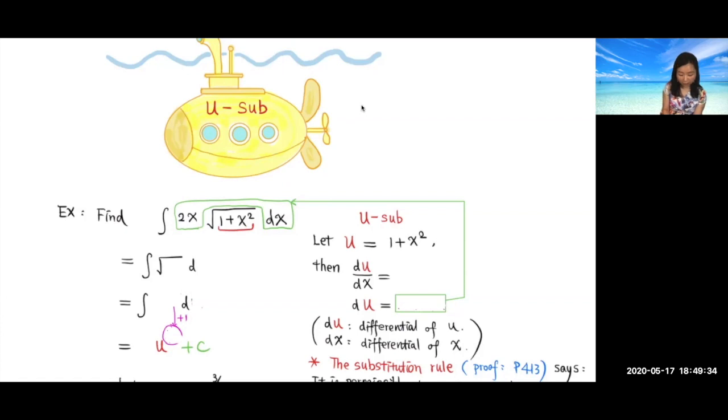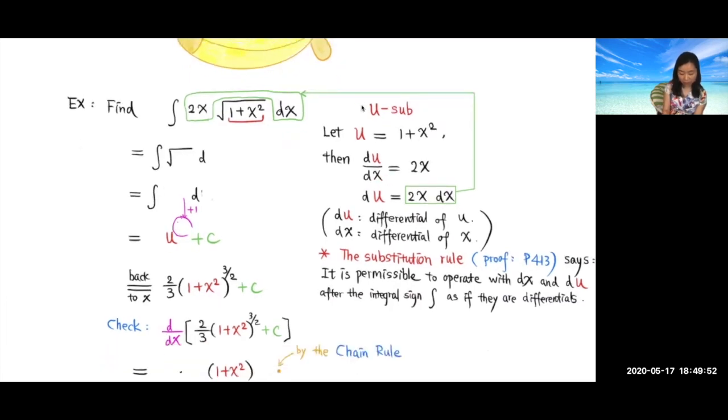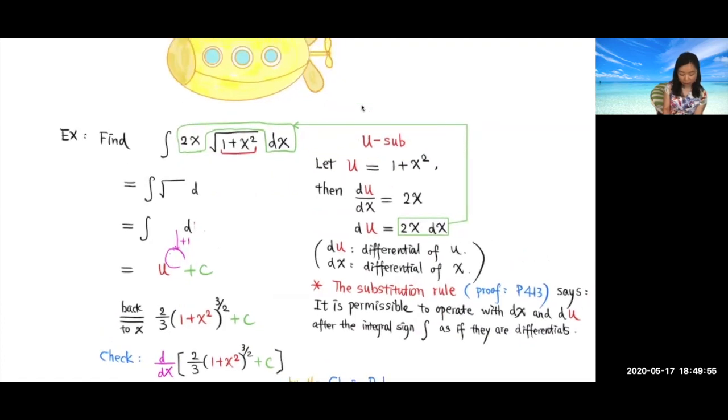Now du/dx will be equal to 2x. If we regard this du/dx as a differential, then du is equal to 2x times dx. If you take a look here, the 2x dx actually occurs in this integral. We have 2x here, dx here. So if we regard the dx as a differential, we can replace this 2x dx by du.